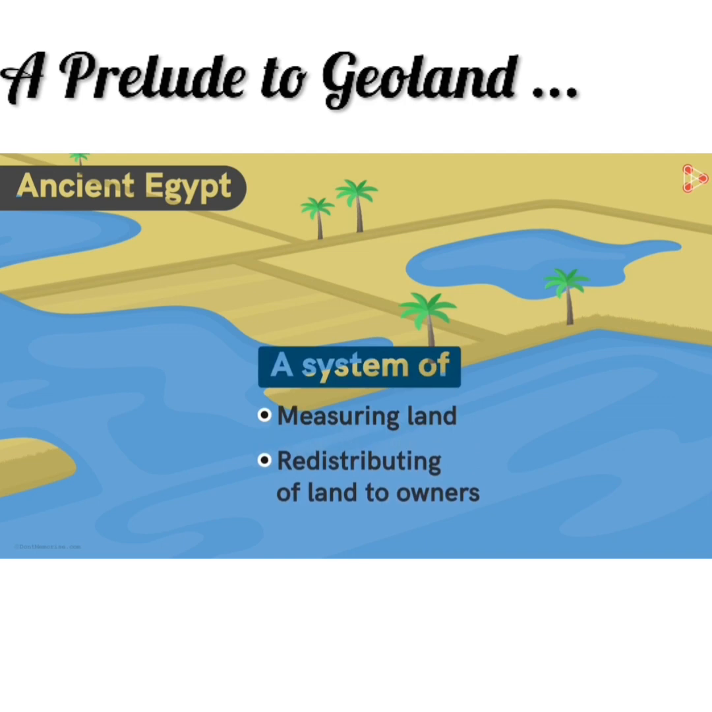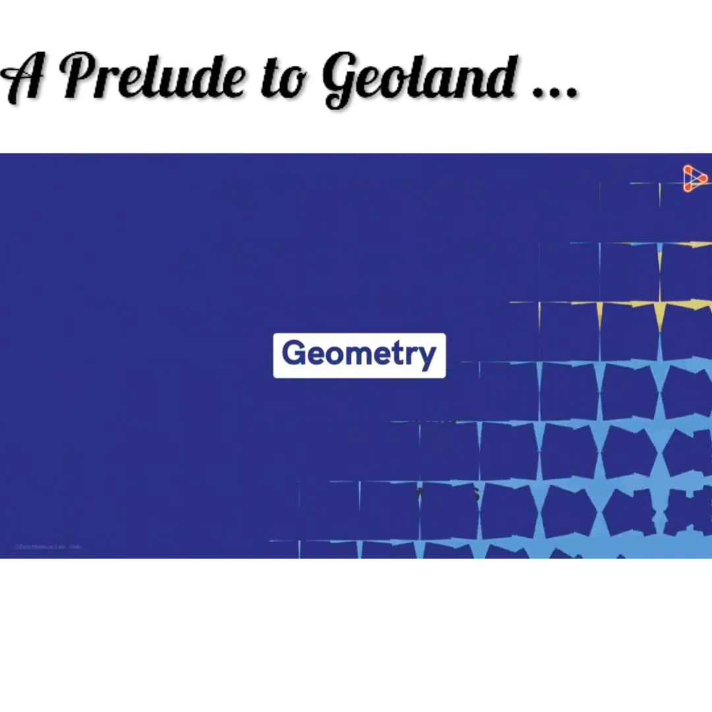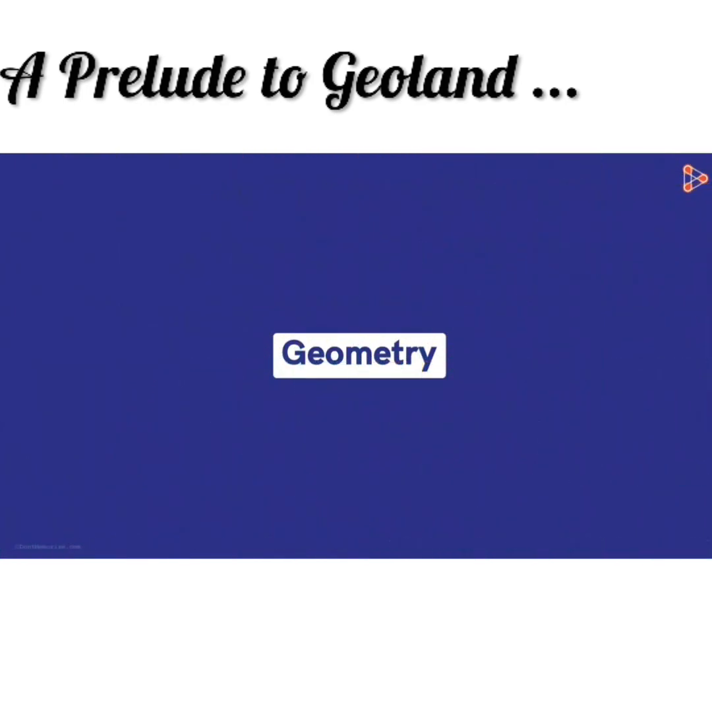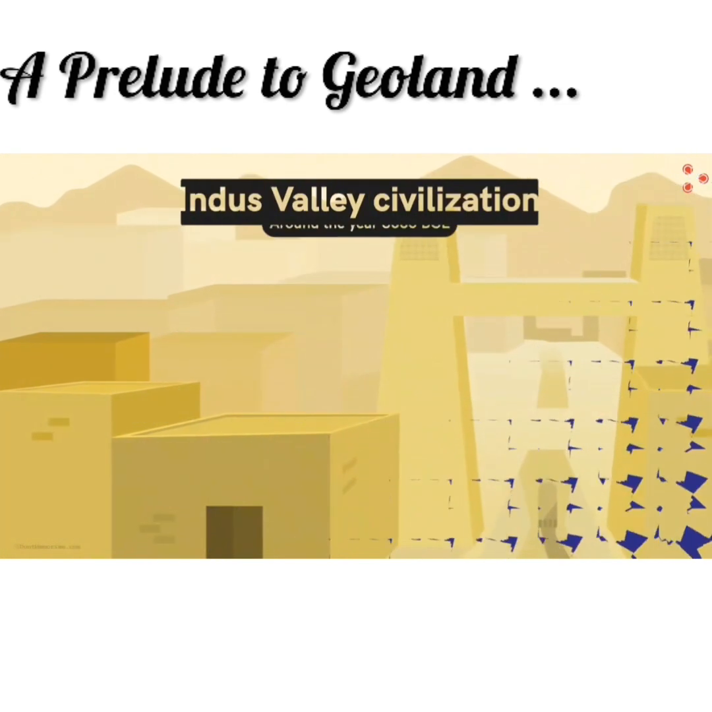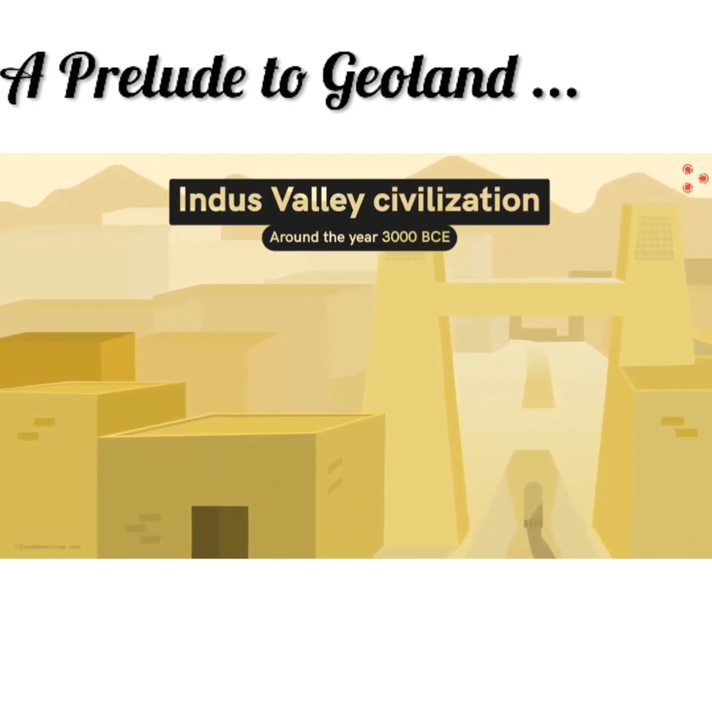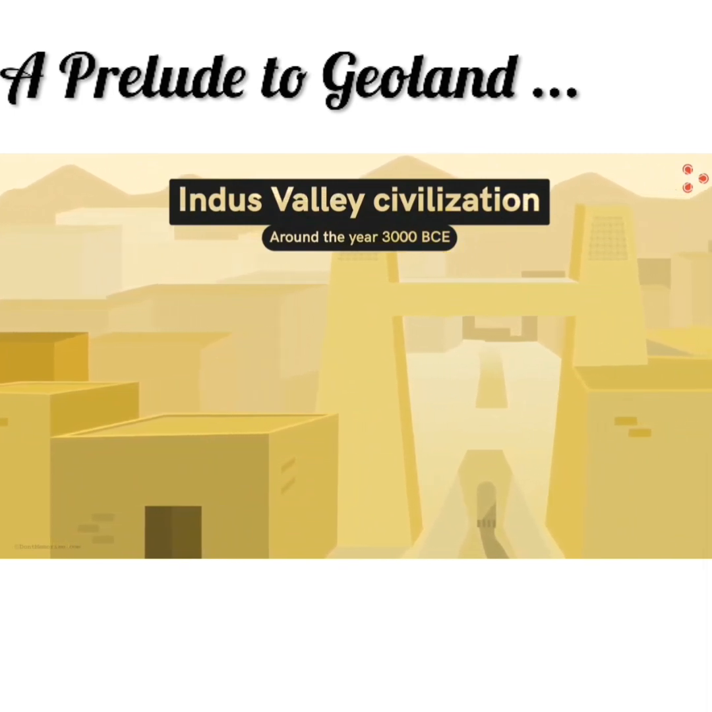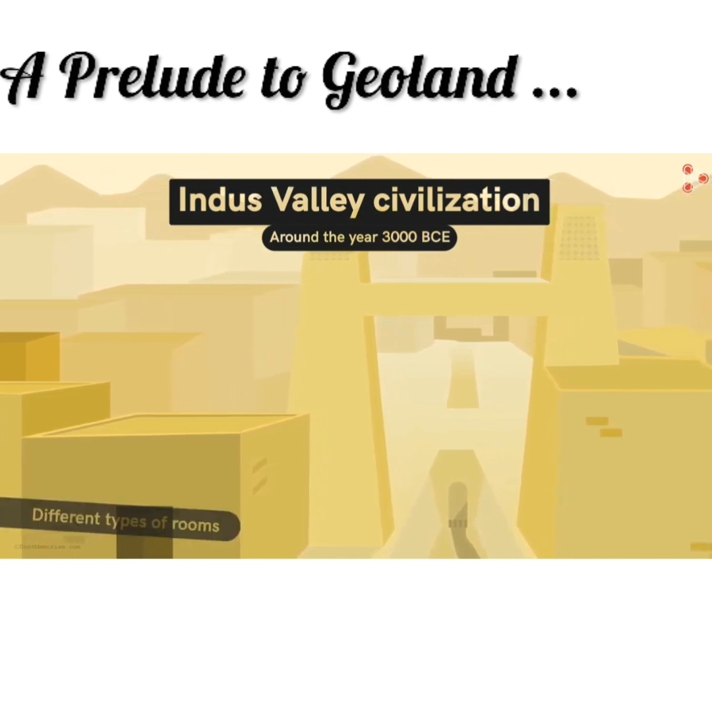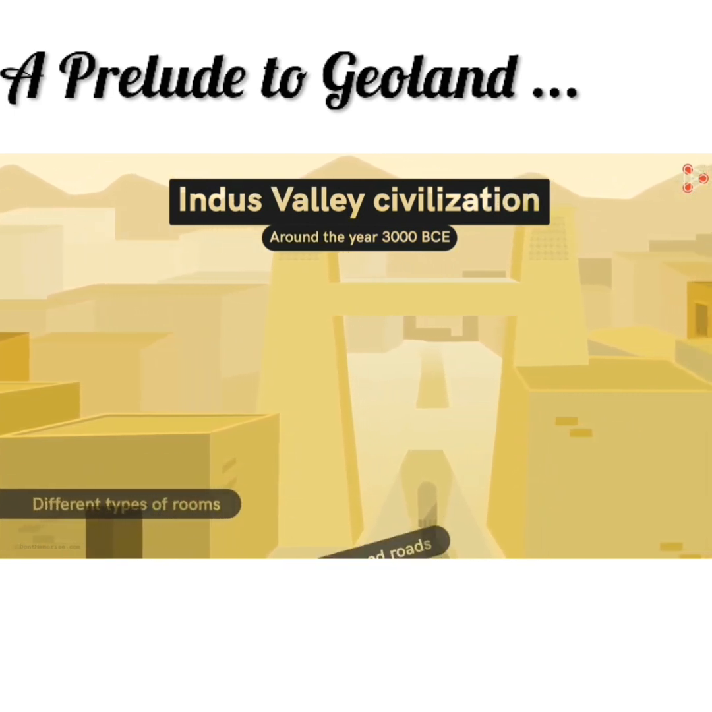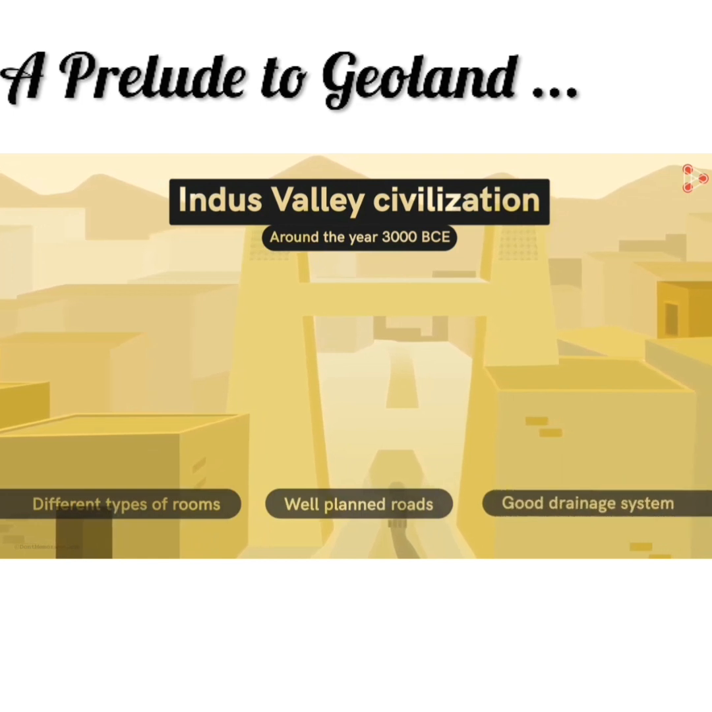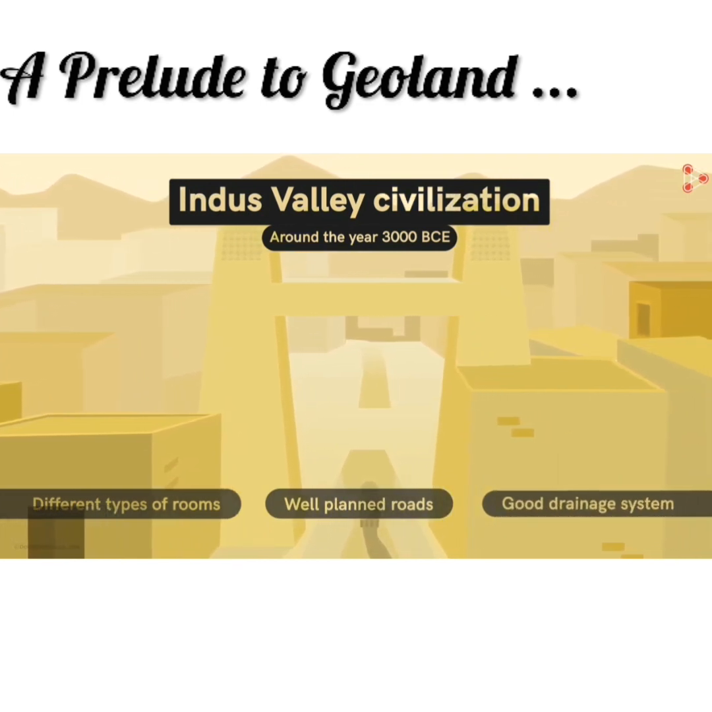The Indus Valley civilization around the year 3000 BCE also used geometry. Their cities were well-planned: houses had different types of rooms, with well-planned roads and a good drainage system. This was not possible if they didn't know the use of geometry. Basically, geometry was being used in many parts of the world throughout daily life.